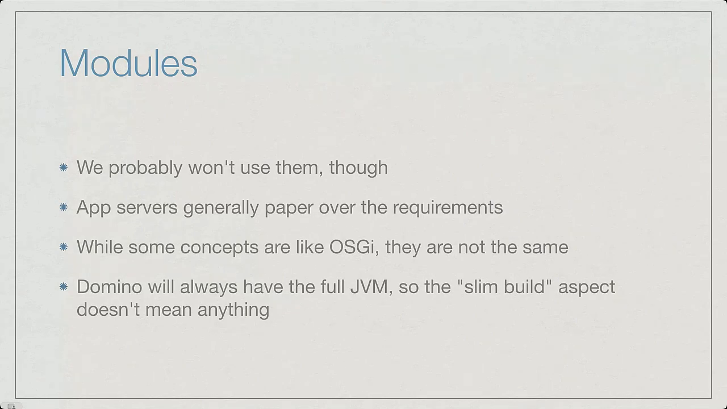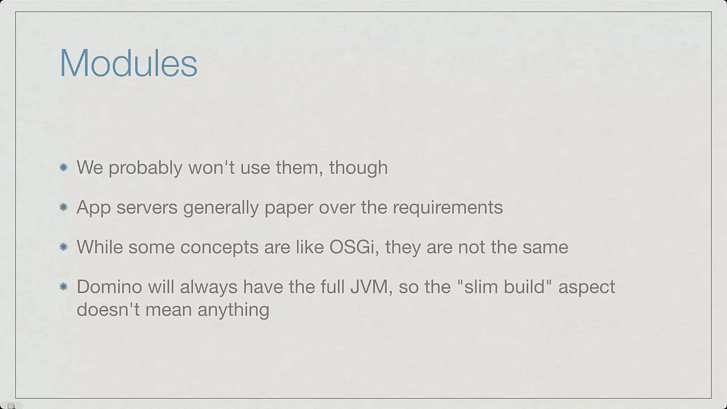Some concepts are like OSGi, but they're not the same. OSGi has a mechanism for saying, give me this bundle or give me this package and export this service and things like that. And modules have that. It's not the same though, because OSGi has a lot of versioning stuff on top of it, which is really nice, and it has different service mechanisms and all sorts of other things that are not present in modules. And I think modules has some stuff that's not in OSGi. Modules have the advantage of being in the JVM, but Domino always has a full JVM.